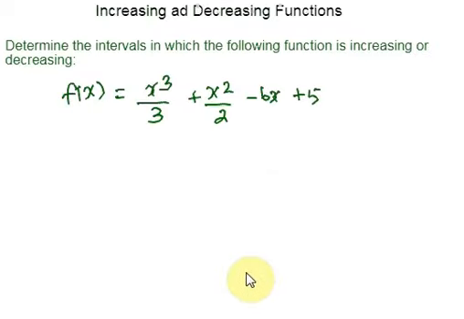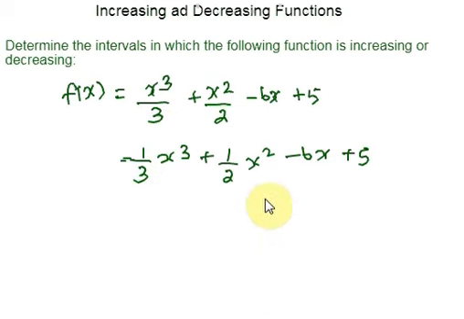We are supposed to determine the intervals in which the following function is increasing or decreasing. Okay, here is the function x^3/3 + x^2/2 - 6x + 5. So we can rewrite this before differentiating. Let's take the derivative now. So this would become x^2, 3 gets cancelled out and 2 gets cancelled out. So f'(x) would be, hope you're clear with this step.